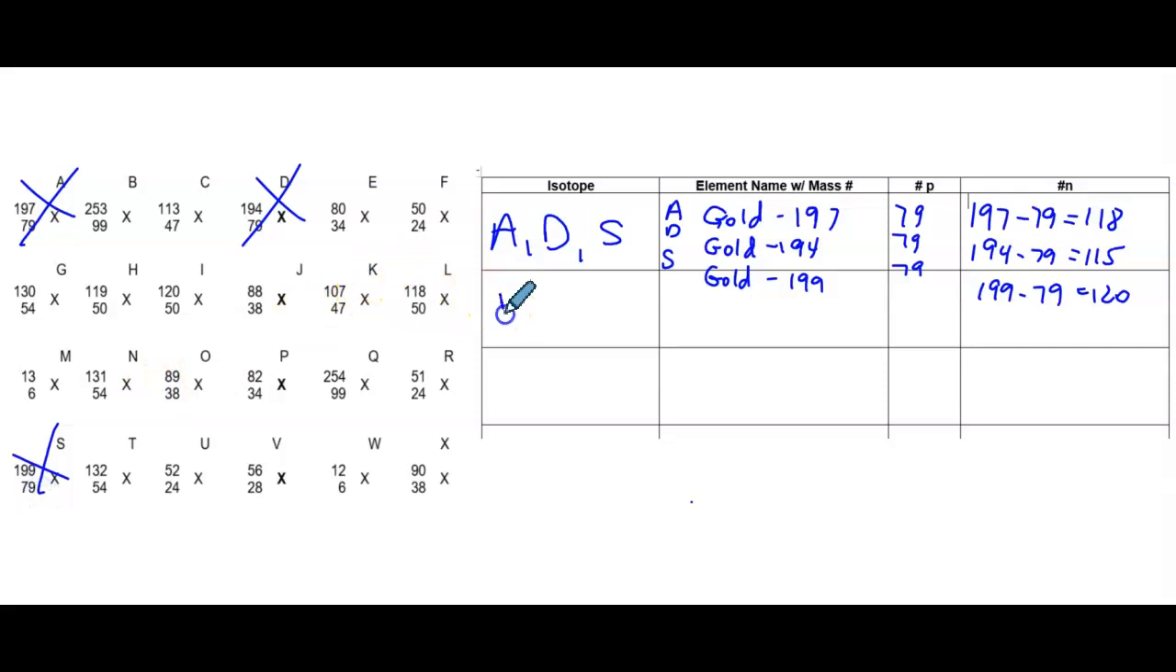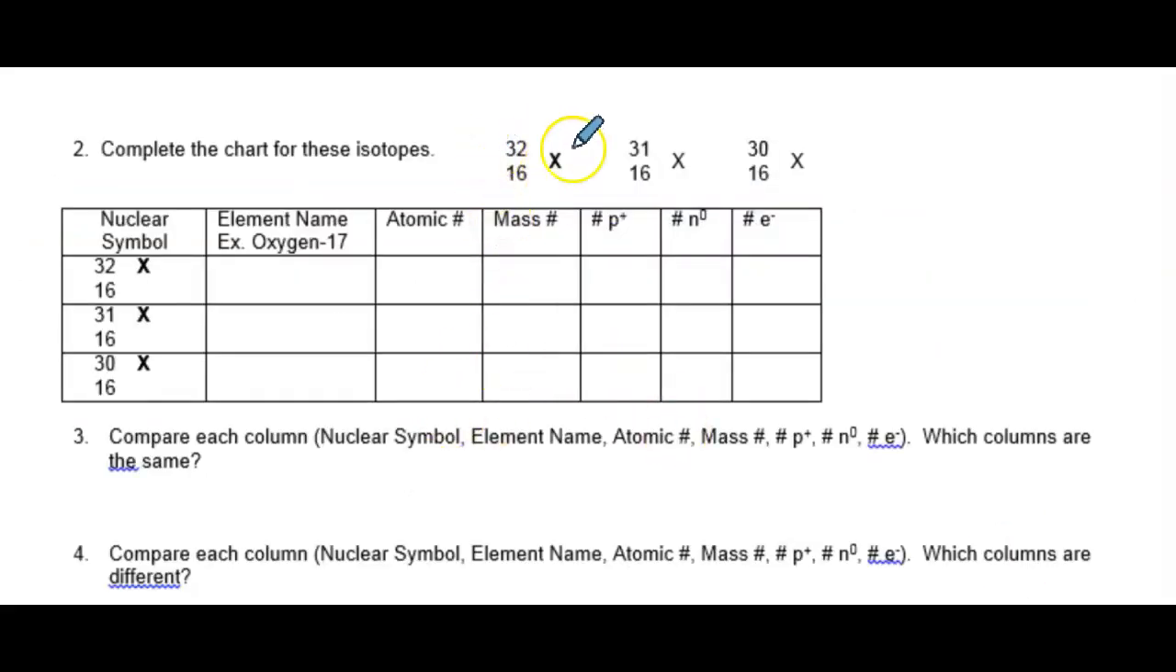So now we're on to B. So we're looking for something that's an isotope of B, so it has to have 99 for its atomic number. As I search through my list, I get to Q, and then you'll finish the grid. You may have more rows than you need on your worksheet. For question 2, you're going to use these 3 isotopes and fill in the columns here.